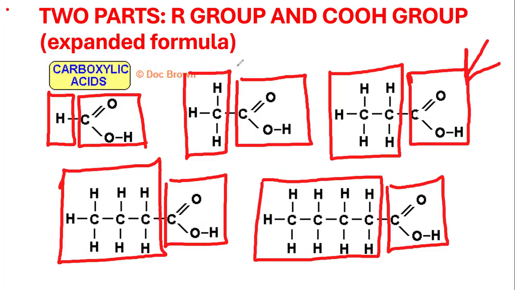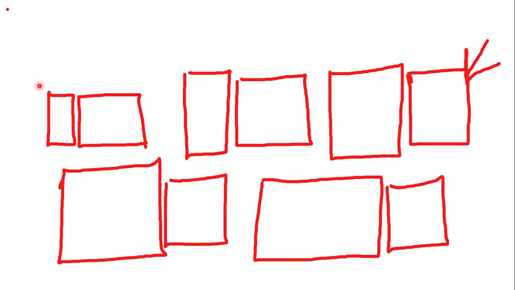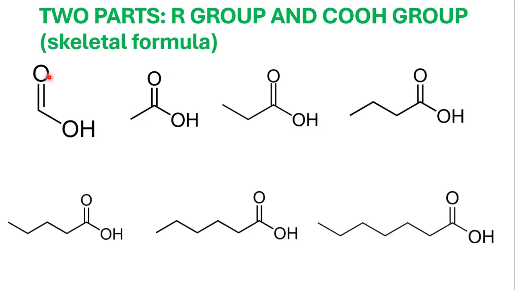And here we're just looking at the expanded structural formula. Now let's identify the two parts when we're dealing with the skeletal formula. Let me clear our drawings. So again, we still have the two parts. Let me show you. We still have the carboxyl group. This is the carboxyl group.